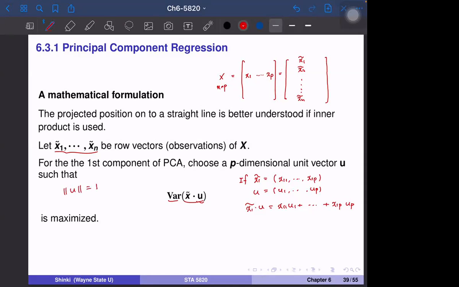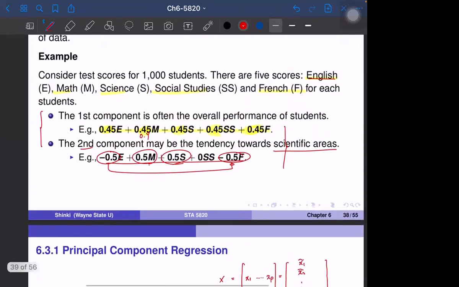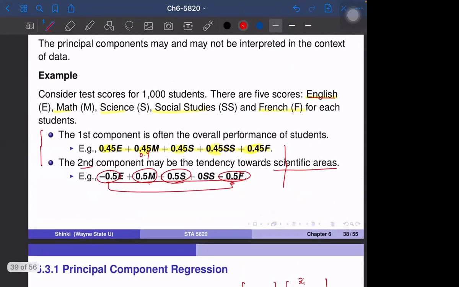Then basically we want to maximize the variance of x tilde times U. Then the U is the direction. Sorry, Professor. I didn't understand why we want to maximize the variances. What is the theory or logic behind that? Yeah, so that is to extract the most information from the variables.